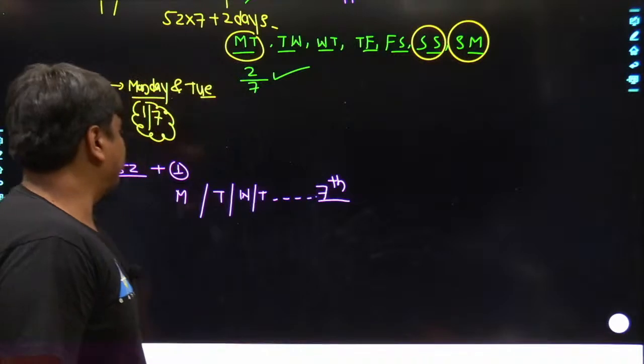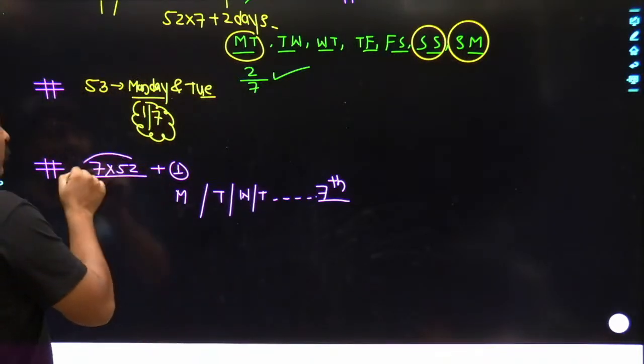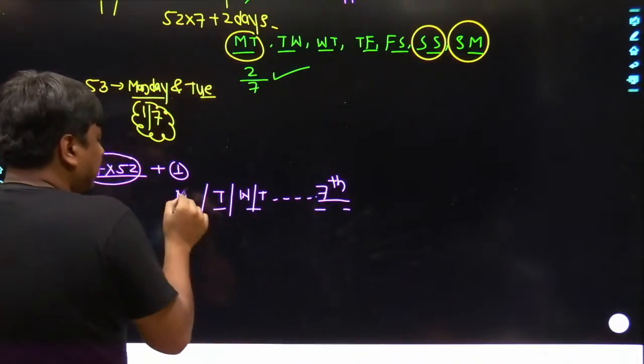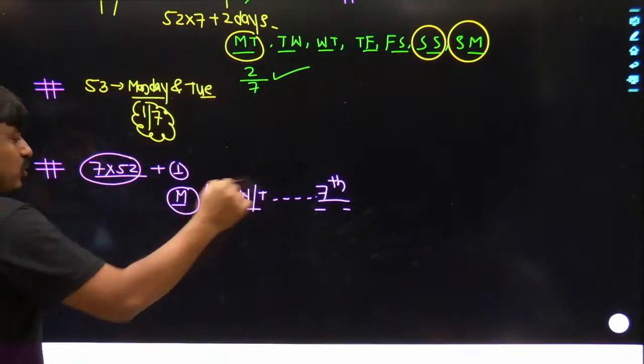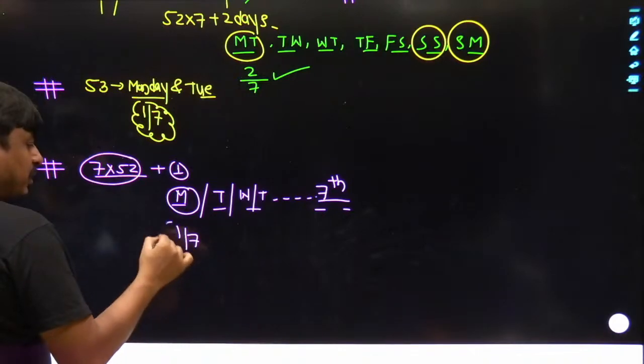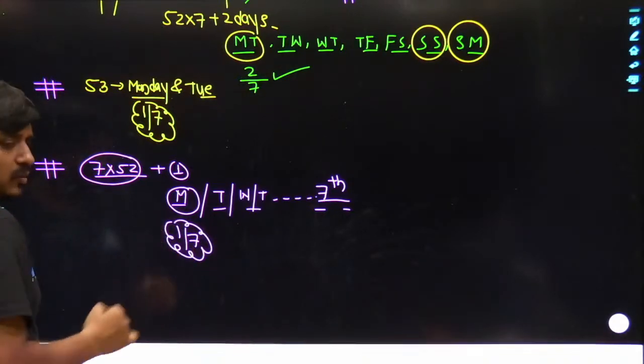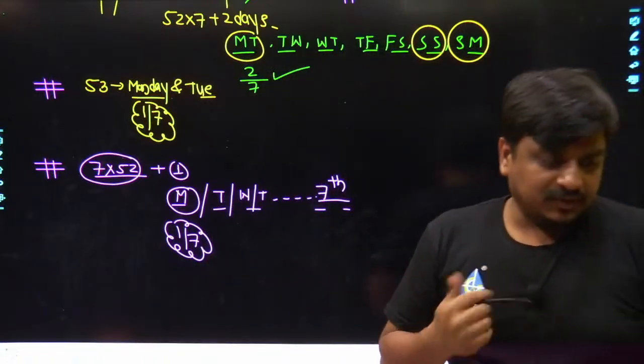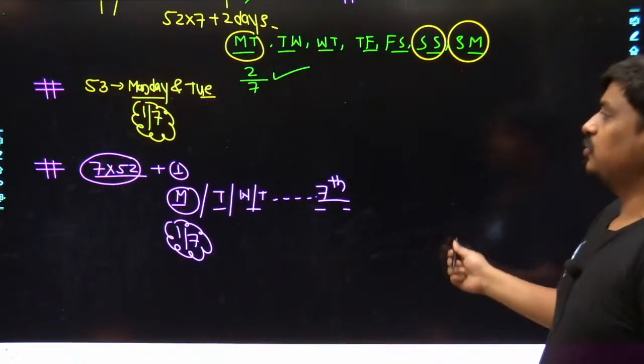Already 52 Sundays have come, and now you want the situation that in the last trial the selected day must be Sunday. Out of how many? 7. So it would be 1 upon 7. Obviously, almost all of these students are going to give the proper answer. That's fine. So the answer is going to be 1 upon 7.